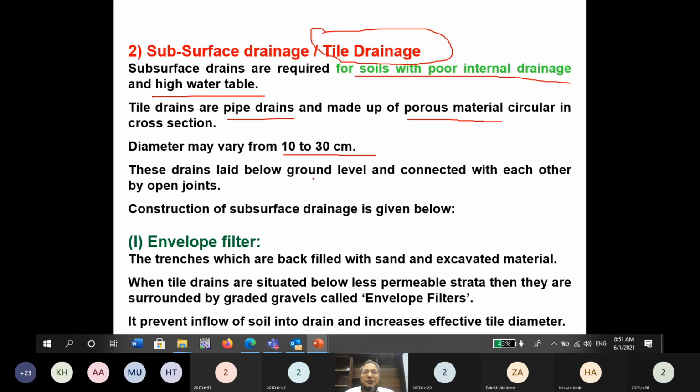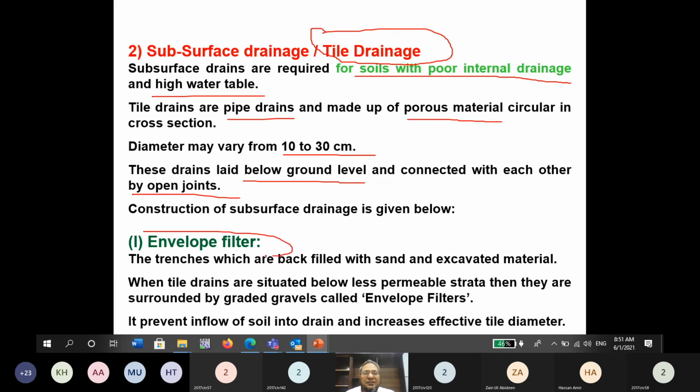These drains are laid below ground level. Ground level के नीचे होंगी. And connected with each other by open joints. इनमें ये open joints हम रखते हैं, and we provide a filter material around it ताकि जब पानी आए तो इसके अंदर चला जाए, और इनका एक slope है जिसकी वजह से the water moves. Construction of subsurface drainage is given below.